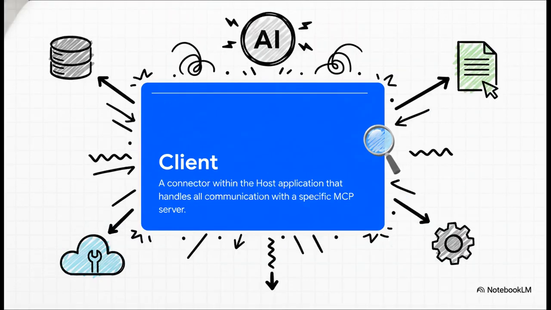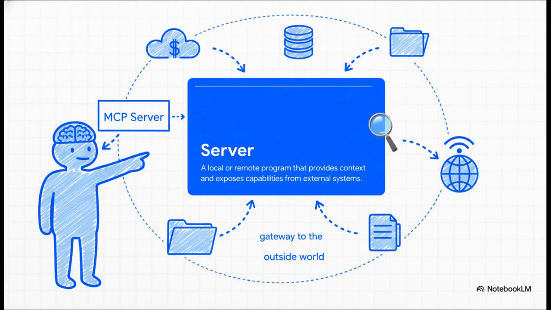Now, running inside that host is the client. For every single external tool the AI needs to talk to, the host fires up a dedicated client. This little component's only job is to manage the communication channel to one specific MCP server. And that client connects to a server. The MCP server is basically a wrapper that sits around an external system. It could be a database, a corporate API, even your own local files, and it exposes that system's functions to the AI using the standard MCP language. This is the AI's gateway to the outside world.